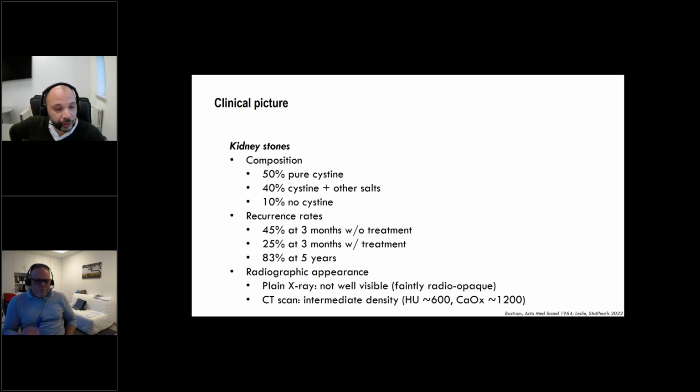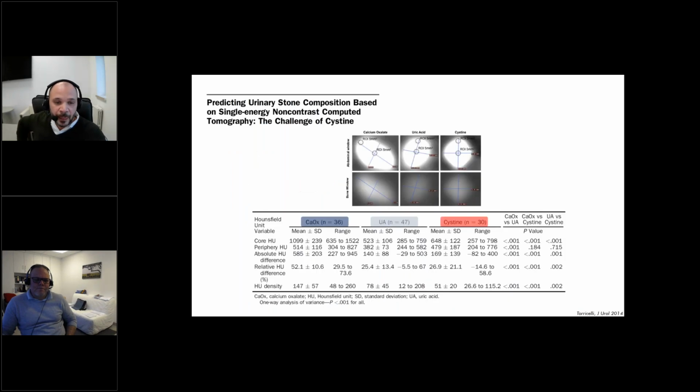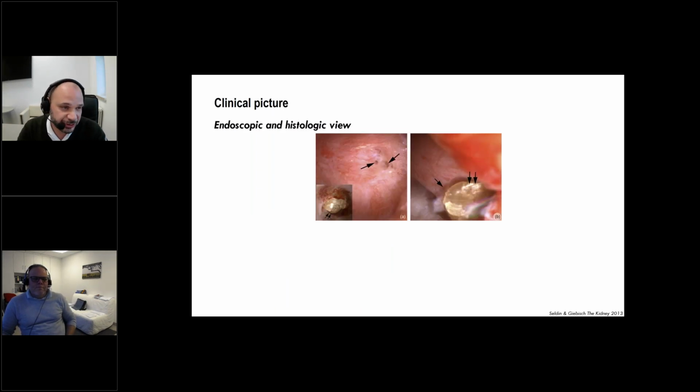As for the radiographic appearance of the stone, on plain X-ray they are not visible unless they are quite large, because they are faintly radio-opaque. In CT scan, of course, they can be seen, and it is interesting to note that their density at CT scan is intermediate, lower compared with calcium oxalate stones, about 600 Hounsfield units compared with about 1,200 on average for calcium oxalate. In fact, this study showed that the Hounsfield unit in the core for calcium oxalate is significantly higher, but on the other hand, it is very difficult to discriminate between cystine stones and the more common uric acid stones based only on Hounsfield units. So certainly the imaging approach is not useful in terms of diagnosis.